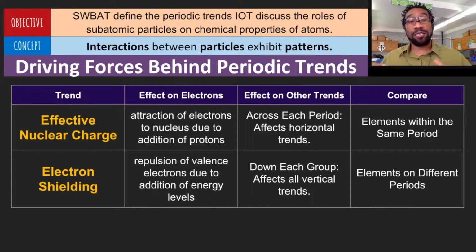As long as you're comparing elements that are on different periods of the periodic table, then you can attribute the periodic trend to electron shielding. Electron shielding primarily induces the different chemical properties, specifically the periodic trends.